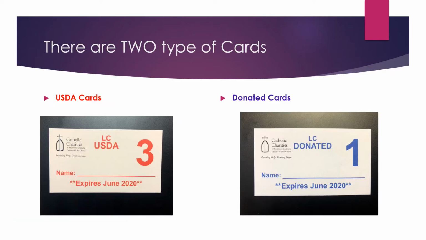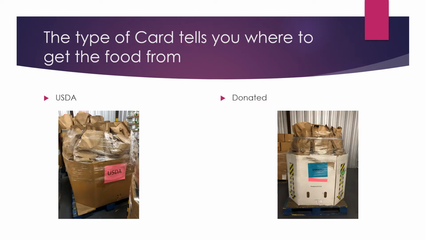The first thing to know is that there are two types of cards. You can see them here. The red ones are the USDA cards, and the blue ones are the donated cards. They look like this. The next thing to know is that these cards tell you where to take your bags from. So the USDA cards or the red cards come from boxes that say USDA, and the donated cards or the blue cards come from boxes that say donated.